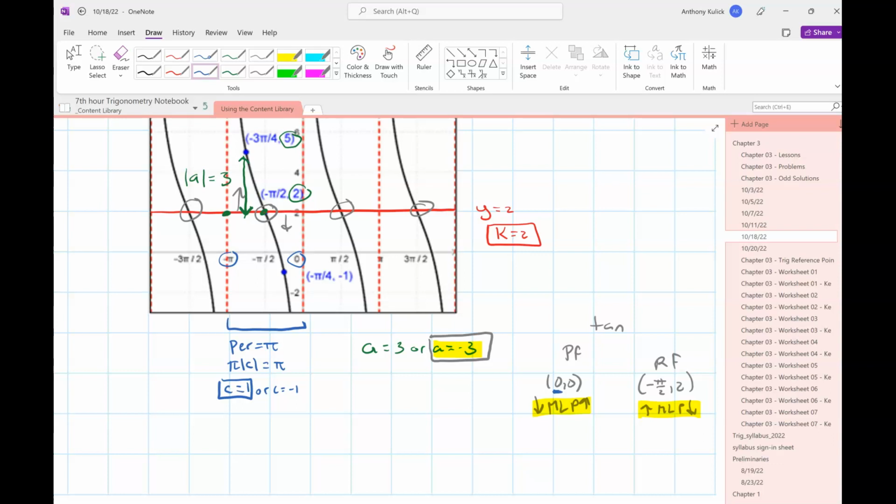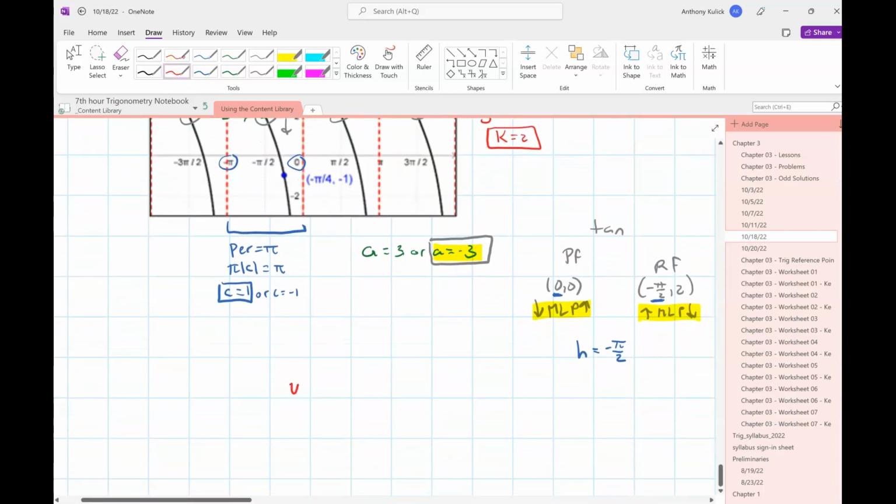And the last thing I need to do is find the h. But as long as that x-coordinate for the parent function is 0, the x-coordinate for the resultant function will just be my h. So I am done.